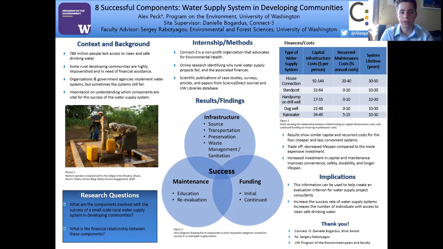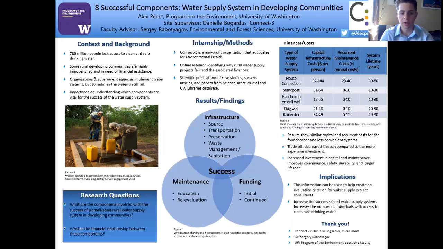So for the context and background, 780 million people lack access to clean and safe drinking water. That accounts for about 88% of all diarrheal diseases in all ages. Some rural developing communities are highly impoverished and in need of financial assistance from third-party organizations. Those third-party organizations can come in the forms of private organizations like the Gates Foundation or governmental agencies like the EPA, and they help implement water systems, but sometimes the systems still fail, especially if they're a less established organization than the ones I just mentioned.